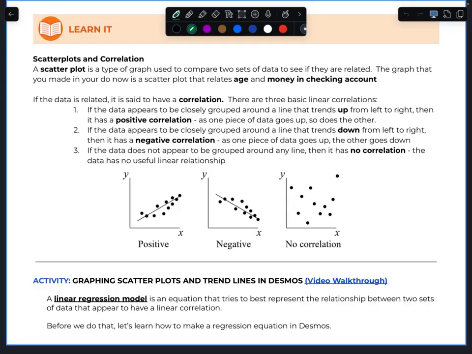Again, if you were to take statistics with me, we'd go really deep into this. There's an entire unit that we have dedicated just to scatter plots, correlation, and regression. That takes like 3 weeks. You're going to get it in 2 days.